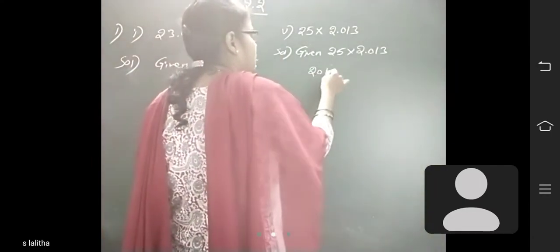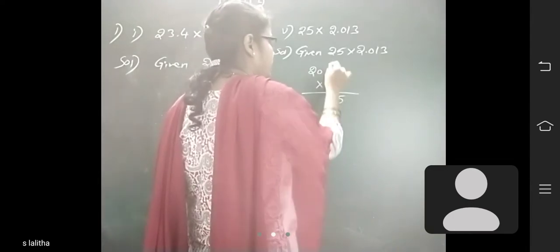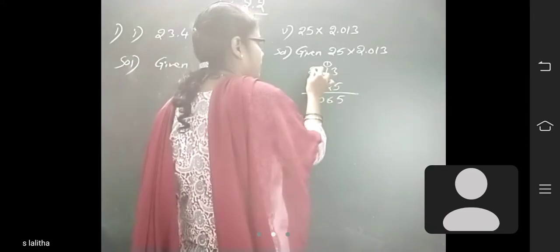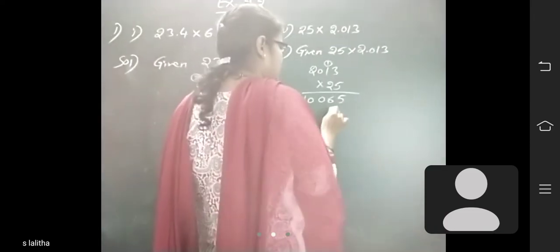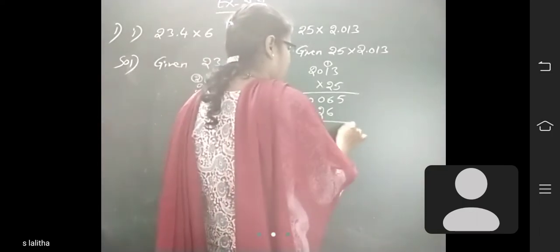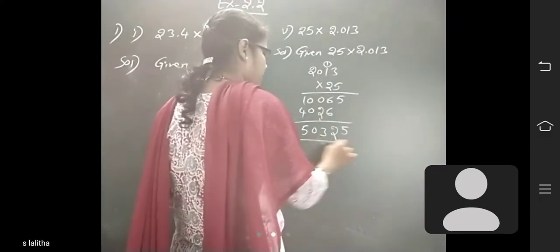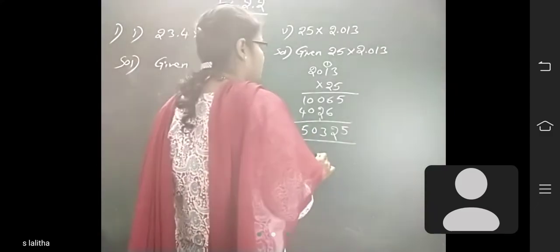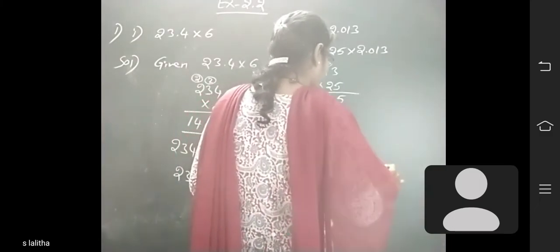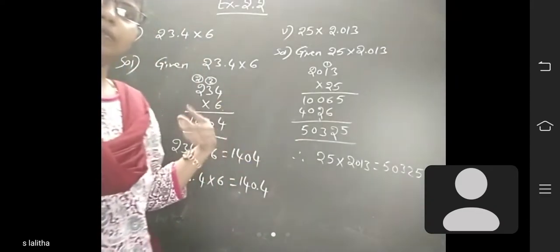So 2013 into 25. 5 3s are 15. 5 1s are 5 plus 1 is 6. 5 0s are 0. 5 2s are 10. 2 3s are 6. 2 1s are 2. 2 zeros. 2 2s are 4. 5 6 plus 6 is 12. 3 0 1 plus 4 is 5. So therefore 25 into 2013 is equal to what is the answer? 50,325. Now you should keep the decimal point.